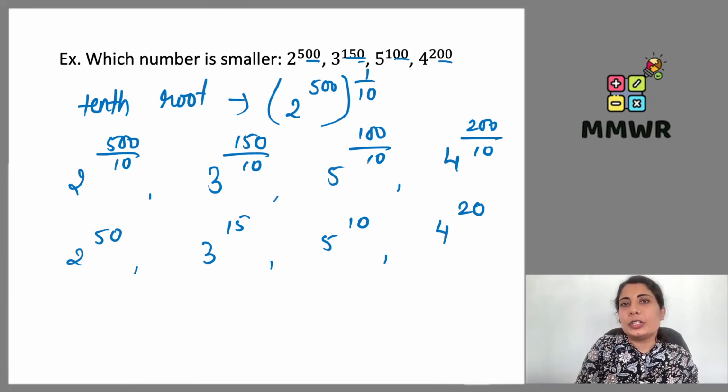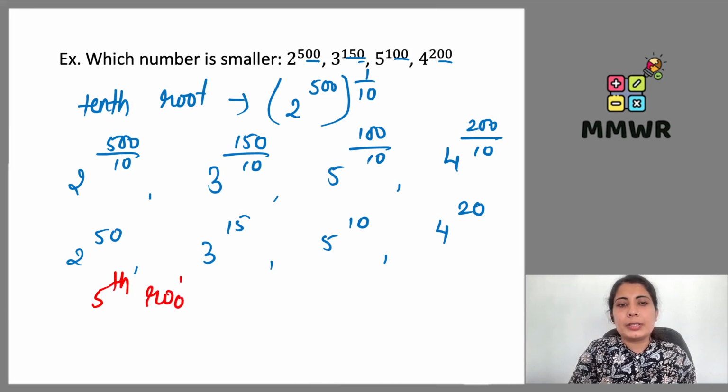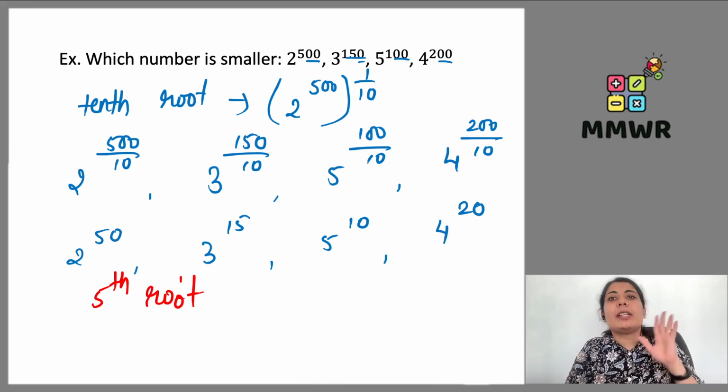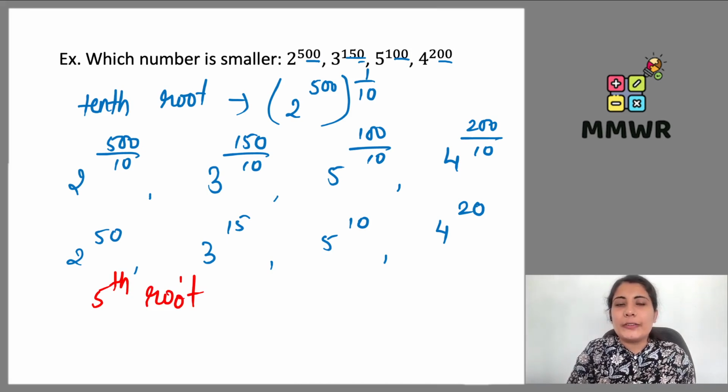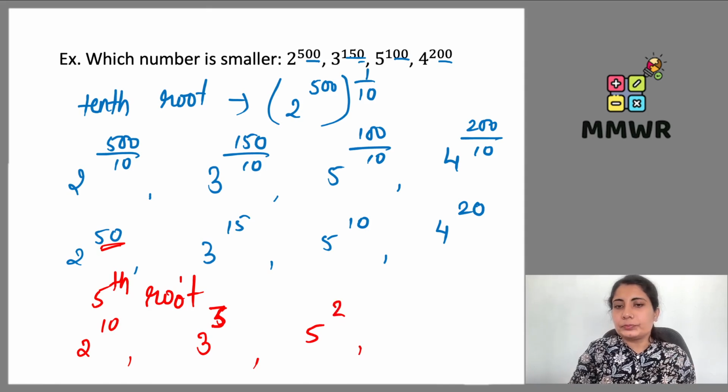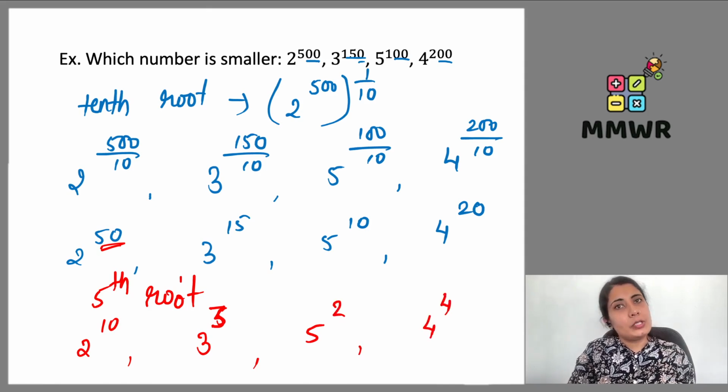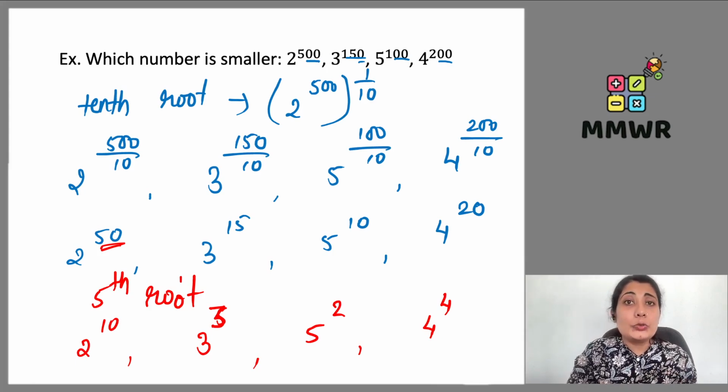So first मैंने 10th root find किया. Now I will divide it by 5. So fifth root. Fifth root, that means I will divide the power by 5. So अभी 50 divided by 5 gives me 2 to the power 10. Right? 3 to the power, by 5 I divided, so 3 to the power 3. By 5 I have to divide, so 5 to the power 2. By 5, fours are 20. So this gives me 2 to the power 10, 3 to the power 3, 5 to the power 2, 4 to the power 4.